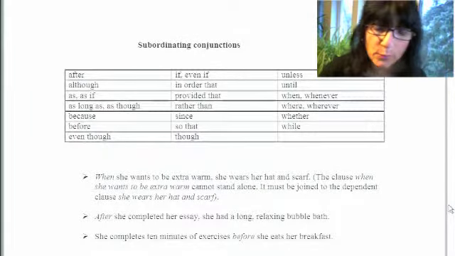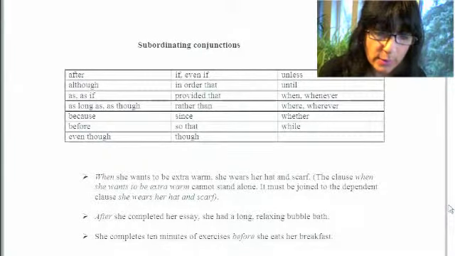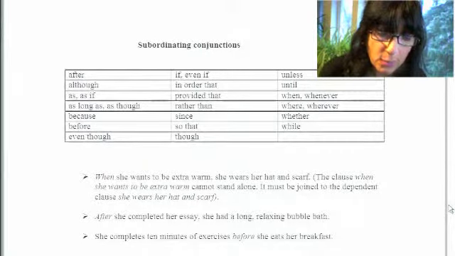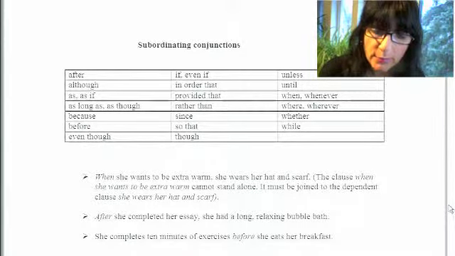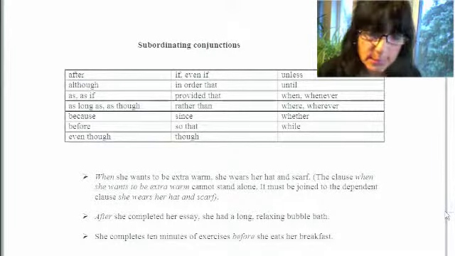Here's a list of subordinating conjunctions which you should familiarize yourself with, such as after, although, as if, as long, as though, because, before, even though, if, even if, in order that, provided that, rather than, since, so that, though, unless, until, when, whenever, where, wherever, whether, and while. So let's look at some examples.